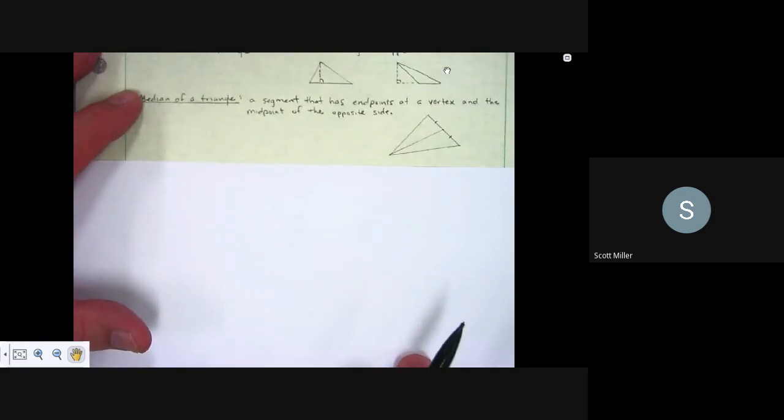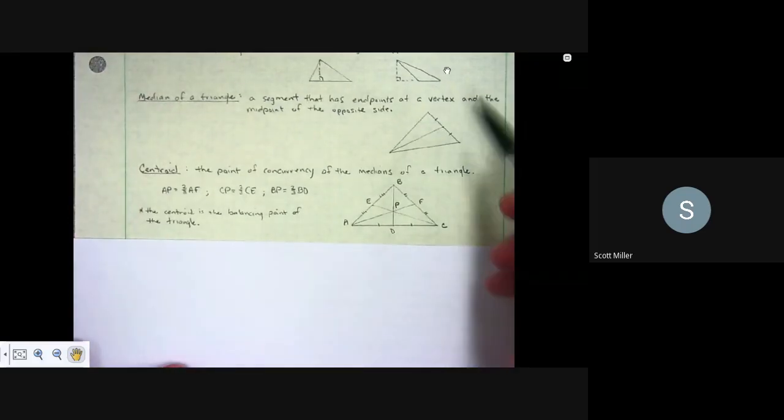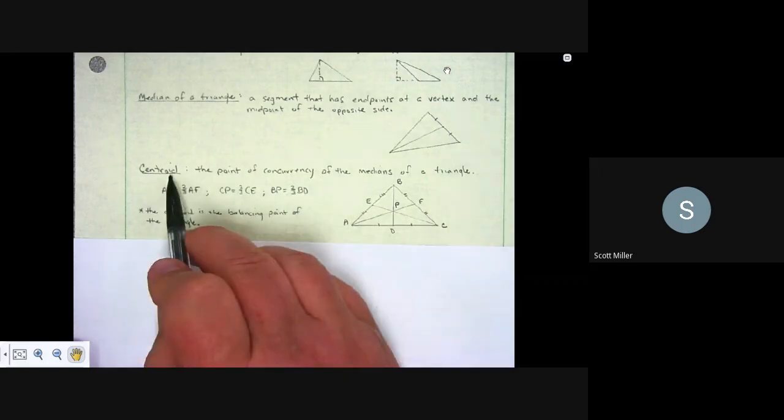So what does this mean? How does this come together? And what do we need to know? Well, let's start with the medians. The medians, if I draw all three of them, will all have a point of concurrency. Okay, and that concurrency is called the centroid.